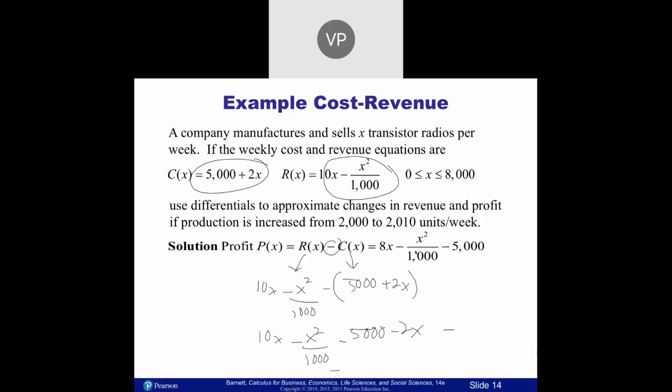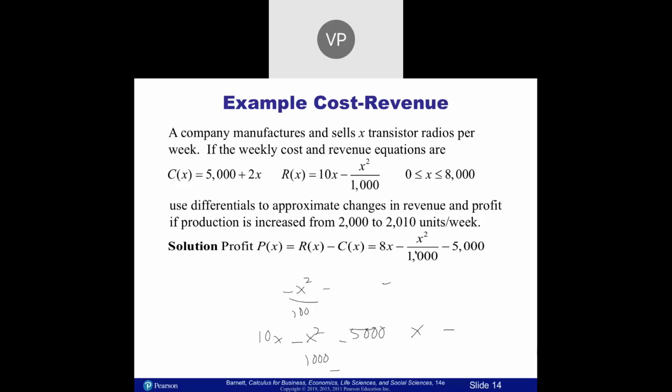And what they did here, they didn't show all this work, but they took this 10x and this negative 2x. That's how they got the 8x right here. The negative x squared over 1,000 is right there, and the 5,000 is right there. They just combined the two functions together and simplified it. So again, if you're not sure, pause the video, look at this, make sure you understand where I'm getting this from, and then unpause.